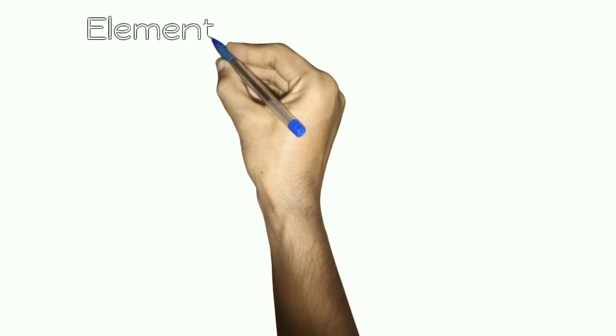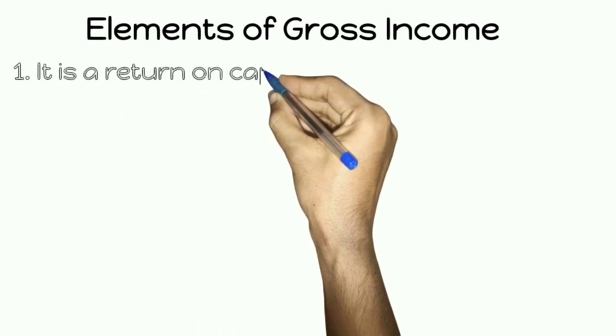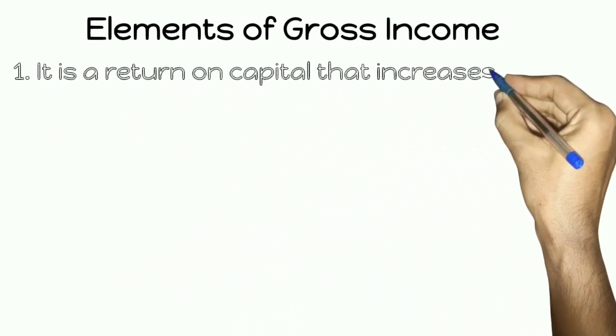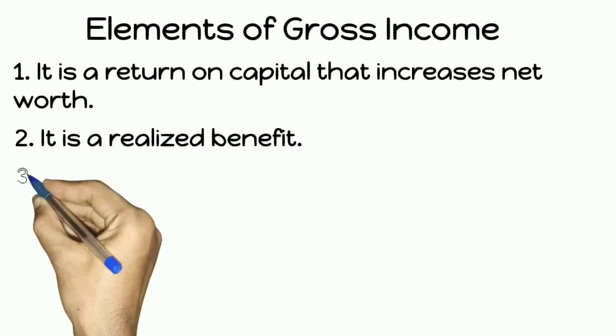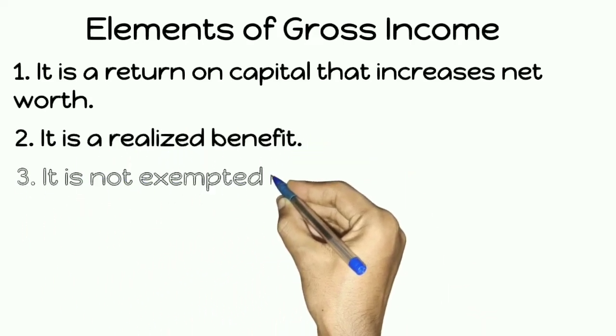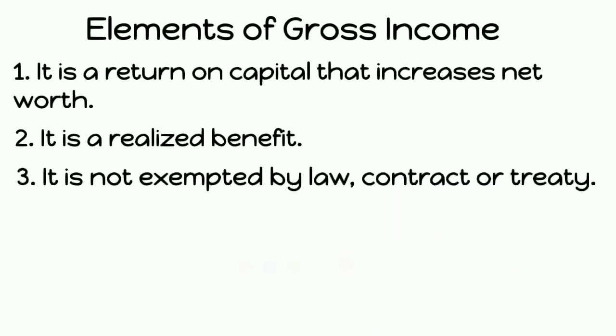There are three elements of gross income. First, it is a return on capital that increases net worth. Second, it is a realized benefit. And third, it is not exempted by law, contract, or treaty. I already discussed the first element, which is a return on capital that increases the net worth of the taxpayer.